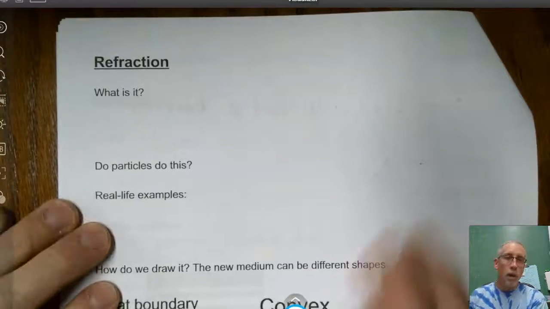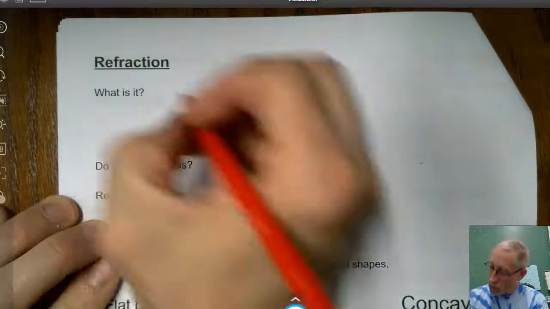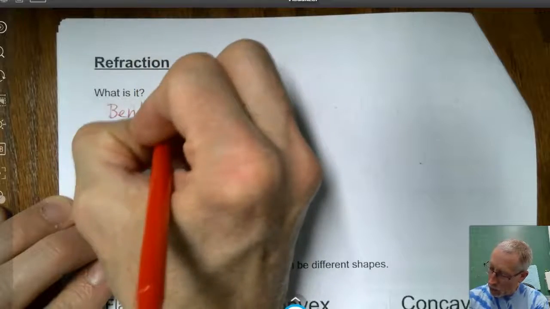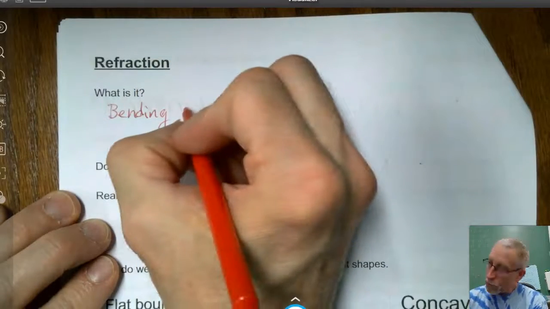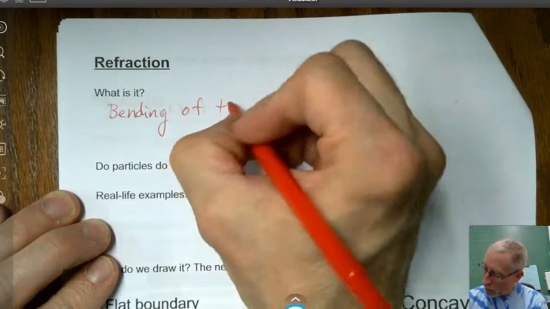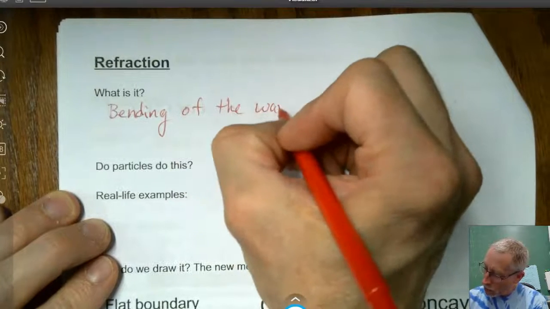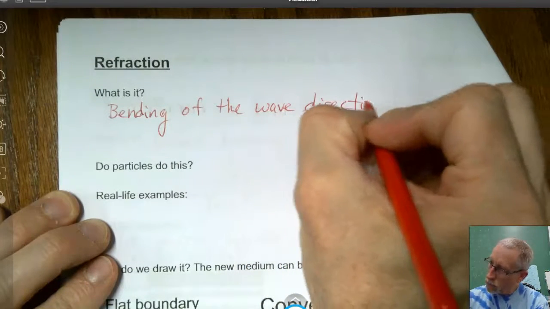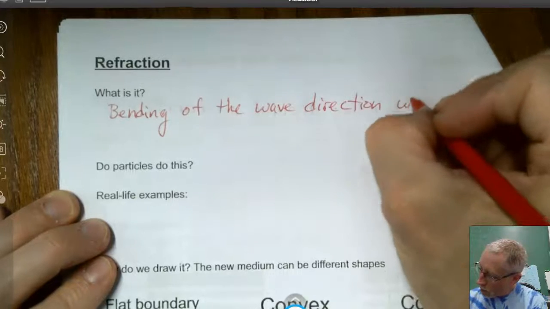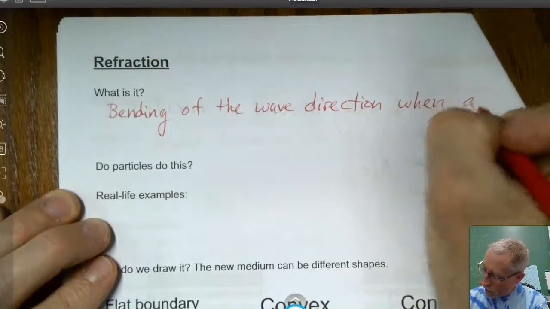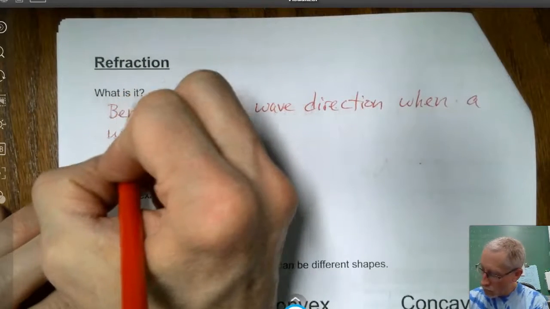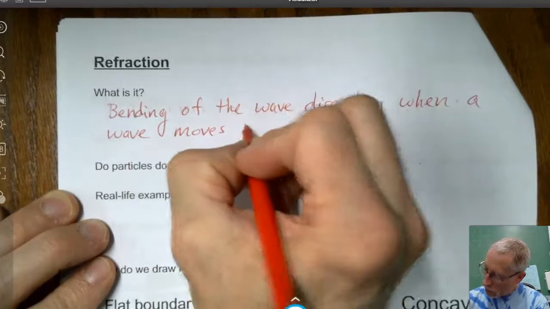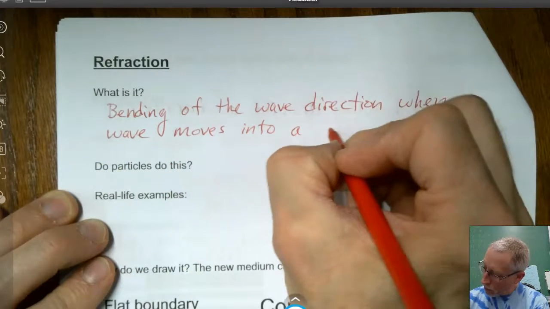Okay, so here's our refraction page. When we describe what it is, I'll try to keep it short. There's a lot more we could write if we wanted all the detail. This is the bending of the wave direction when a wave moves into a different medium.